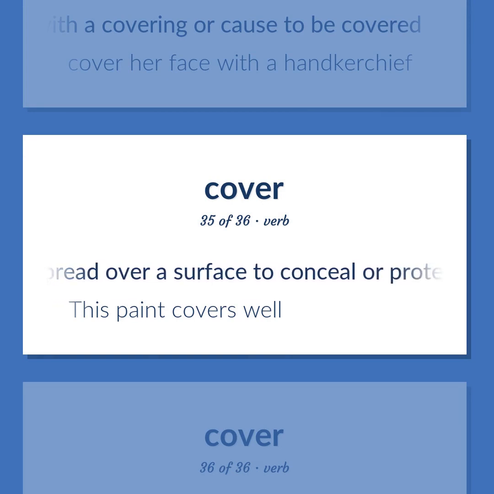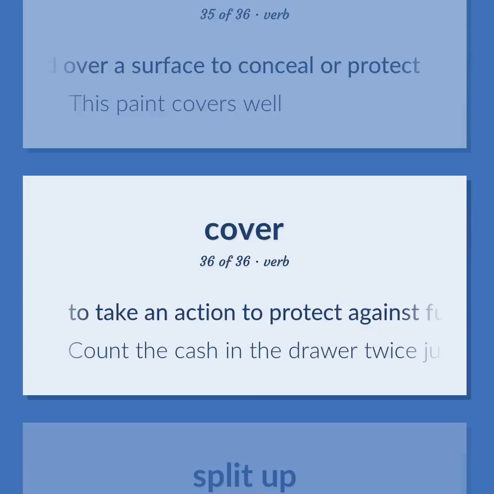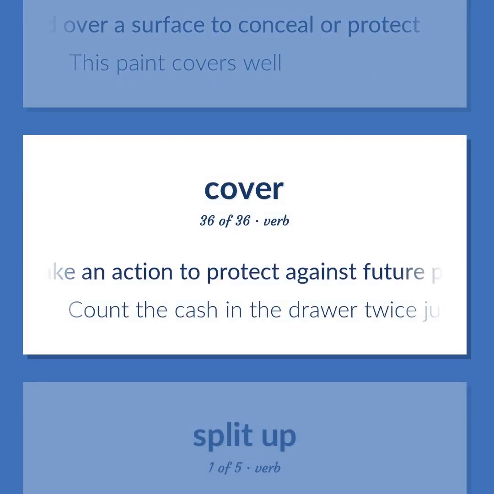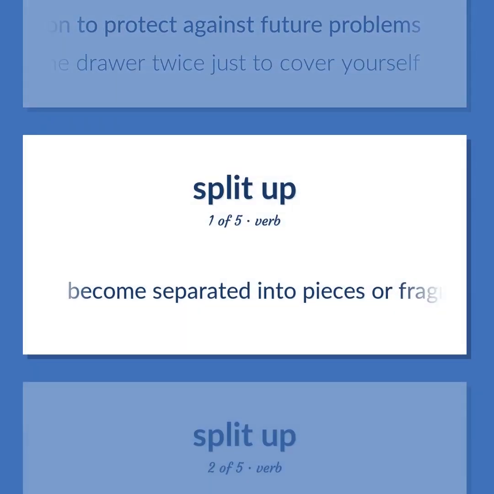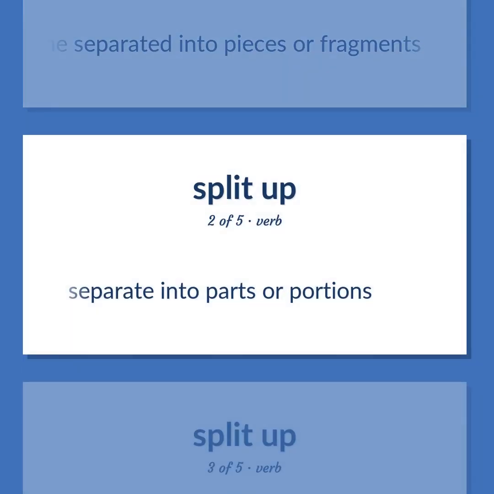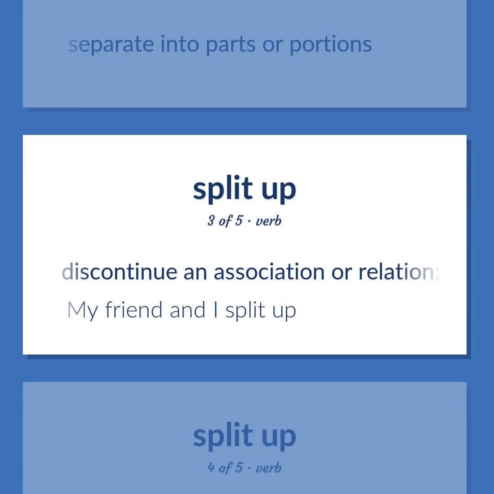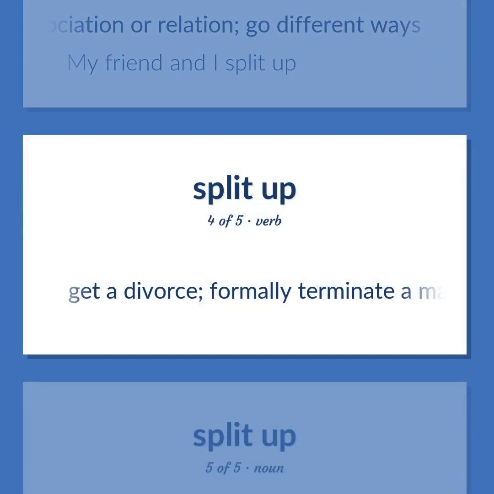Spread over a surface to conceal or protect. This paint covers well. To take an action to protect against future problems. Count the cash in the drawer twice just to cover yourself. Become separated into pieces or fragments. Separate into parts or portions. Discontinue an association or relation. Go different ways. My friend and I split up. Get a divorce. Formally terminate a marriage.